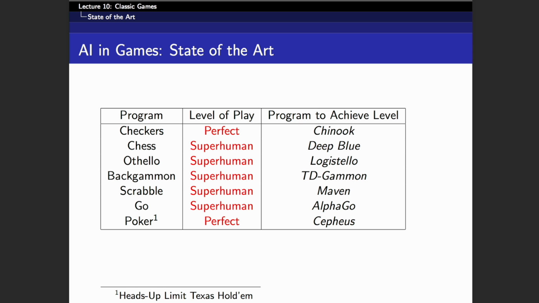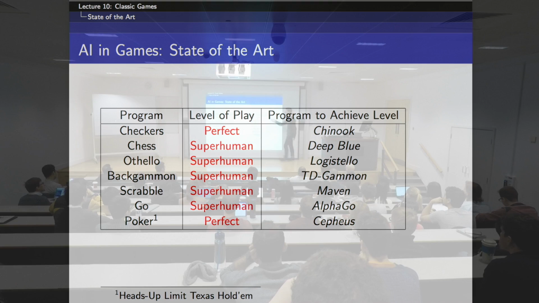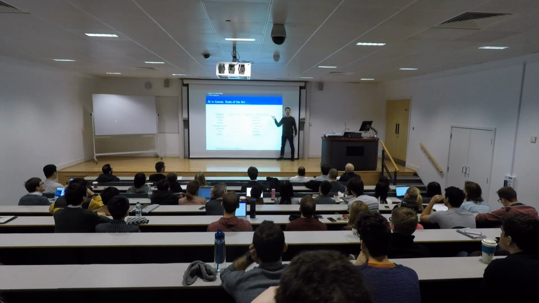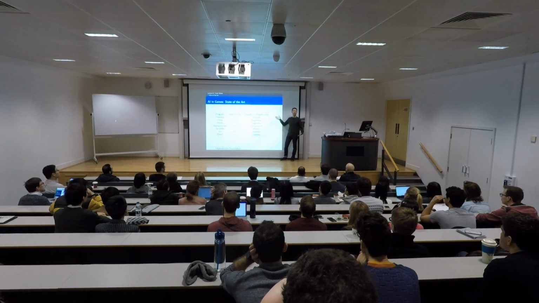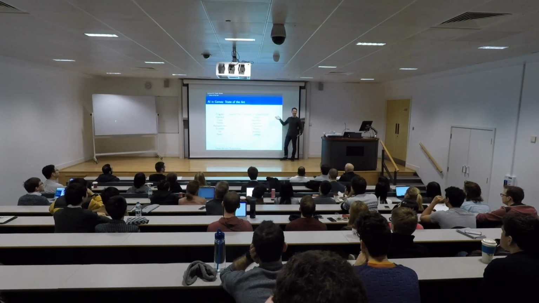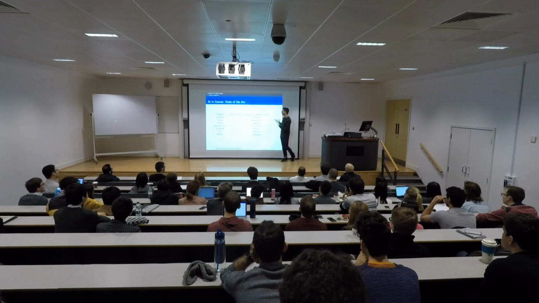now reached a level of play which is actually perfect in checkers and poker. And what that means, at least for heads-up poker, this is down here when you have two players playing against each other. And what that means is that if you play perfectly, it means that this checkers program, Chinook, if it actually played against God, it would always be able to draw. That's what it means. So that's what perfect play means.